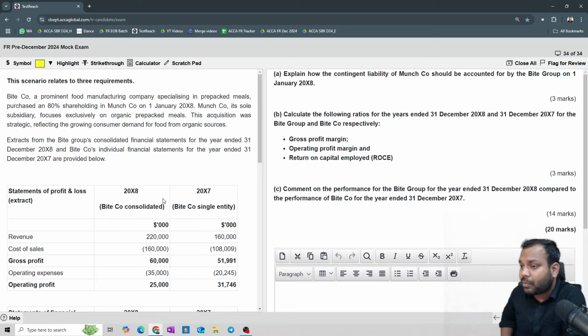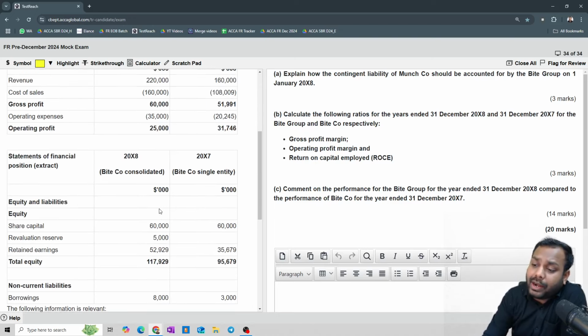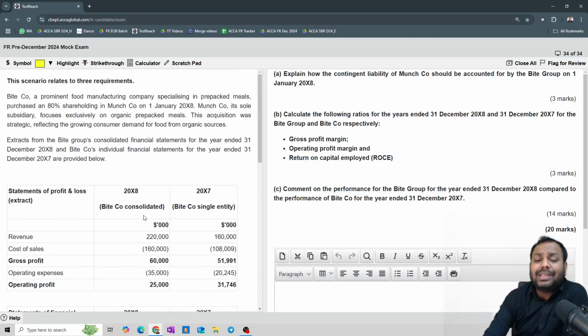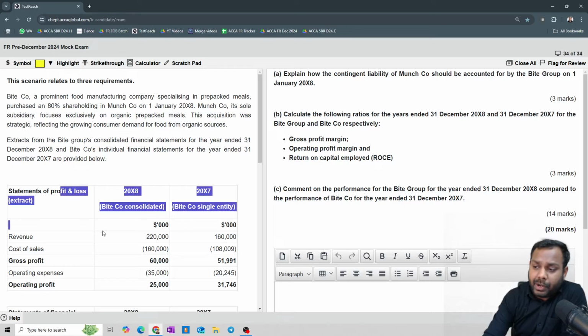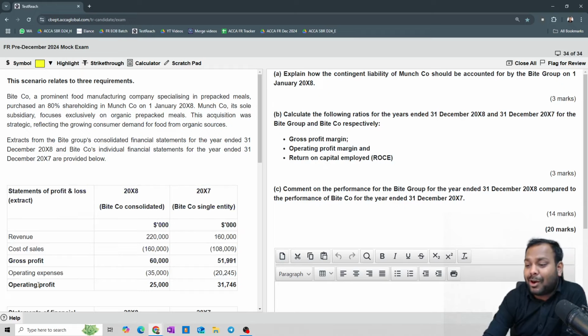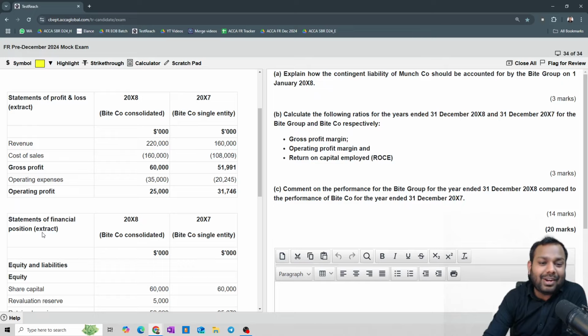Now, tell me, shall I go and read the entire scenario now? No, I will not. But yes, I will definitely see what is given. So the statement of P&L is given, the extracts of it, that is the revenue, the gross profit, the operating profit.